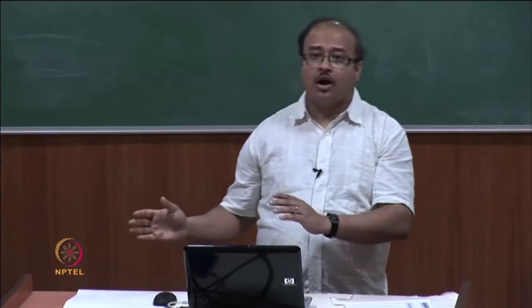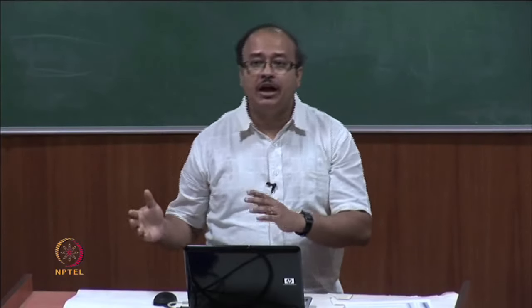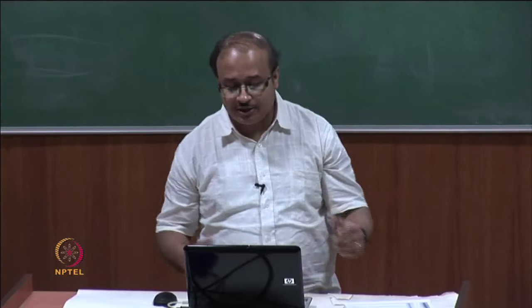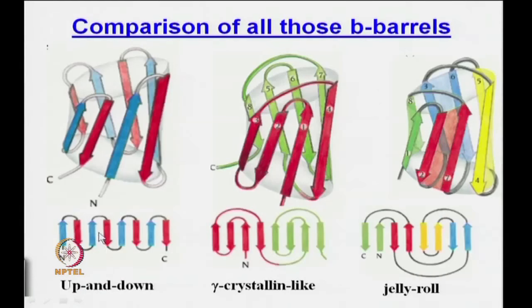So, if you compare all these beta barrels, B should be read as beta. So, you can see this is the up and down, right. This is the gamma crystalline like, and this is the jelly roll like. So, you can see in the gamma crystalline, this is where you have the top 2. In the jelly roll, you can see this is the top 2, and then you also have a bottom 2. In this case, you have one bottom also out here.